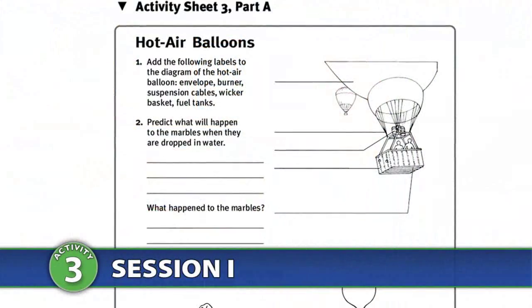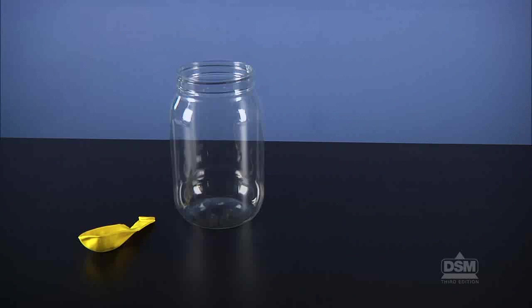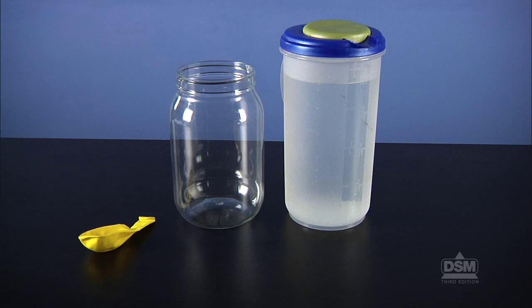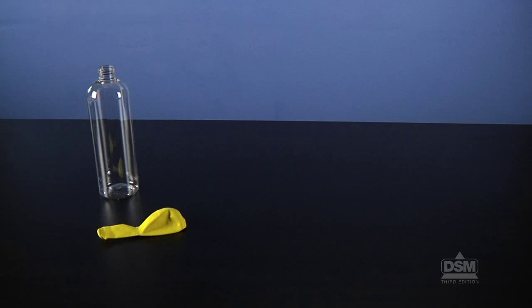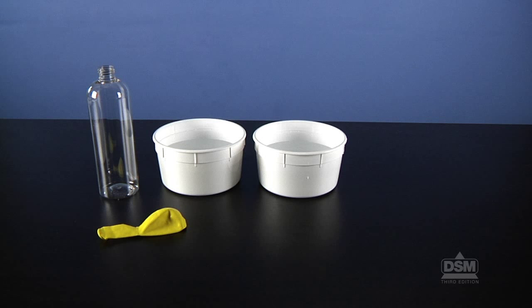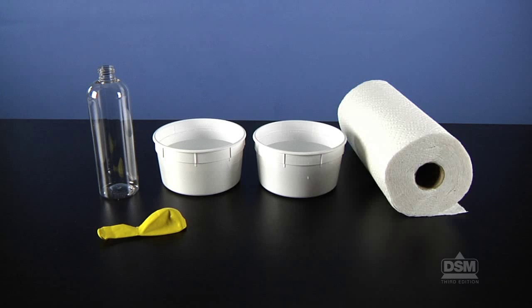To prepare for Session 1, make a copy of Activity Sheet 3, Part A for each student. Have students bring pictures of hot air balloons to class. You will need a round balloon, a plastic jar, some tap water, a glass marble, and a wooden marble for a demonstration. Each team of 4 will need 1 round balloon, 1 plastic bottle, and 2 bowls of water, one filled with hot water and the other filled with ice water. Have paper towels on hand in case of spills.